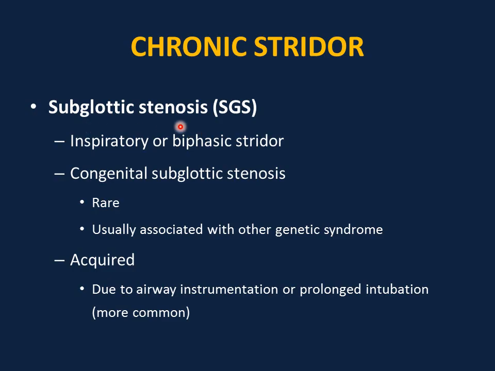Subglottic stenosis. Subglottic stenosis produces inspiratory or biphasic stridor, inspiratory and expiratory. Congenital subglottic stenosis is rare and usually associated with other genetic syndromes. Acquired is the most common, due to airway instrumentation or prolonged intubation. So the acquired cause of subglottic stenosis is more common than the congenital form.